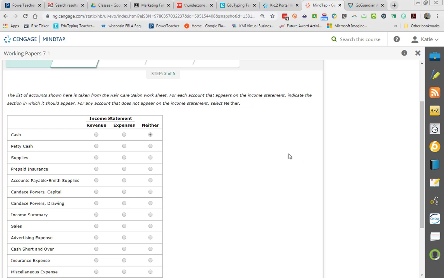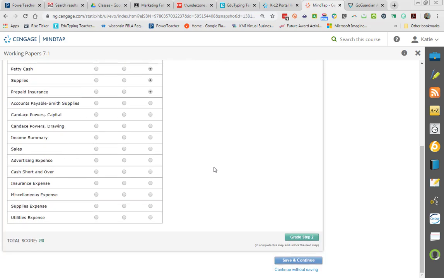Okay? Petty cash is what type of an account? Asset. Supplies. Asset. Prepaid insurance. Asset. Accounts payable, Smith Supply. It's not an asset. I'll give you that. What's the word that's in there? Yes, it's liability because it has the word payable. Now, Candace Power Capital. Owner's equity. It's not a revenue or expense. Candace Power's drawing is also an owner's equity, so it's a neither. Now we get to income summary. Income summary is actually a capital account, so it's not going to go on there.